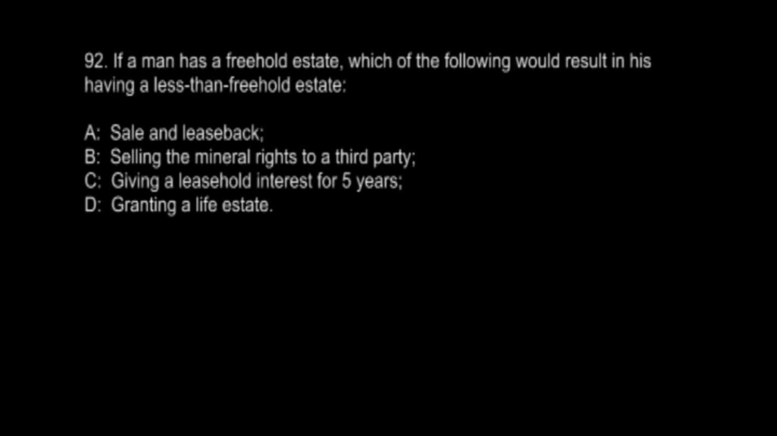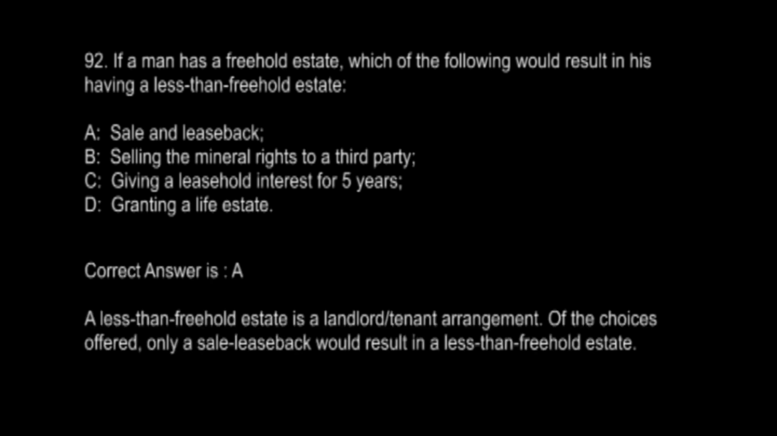92. If a man has a freehold estate, which of the following would result in his having a less than freehold estate? A. A sale and lease back, b. selling the mineral rights to a third party, c. giving a leasehold interest for 5 years, d. granting a life estate. Correct answer is A. A less than freehold estate is a landlord-tenant arrangement. If the choice is offered, only a sale-leaseback would result in a less than freehold estate.